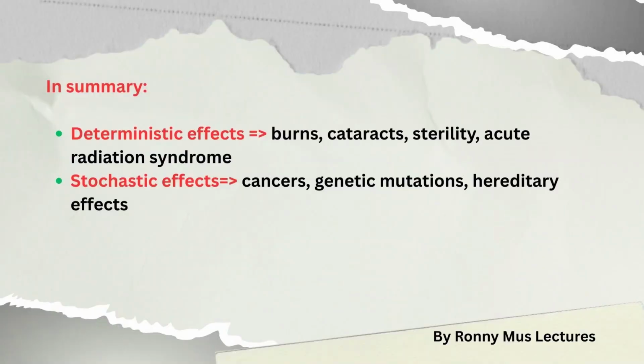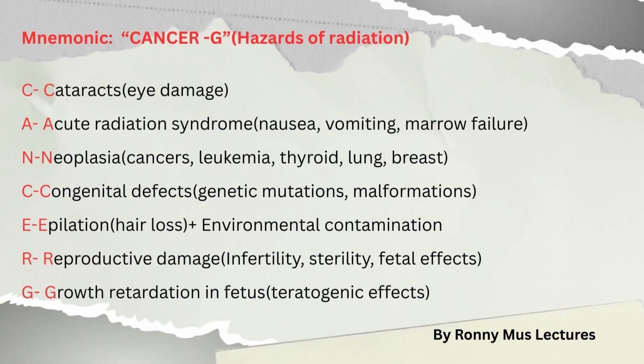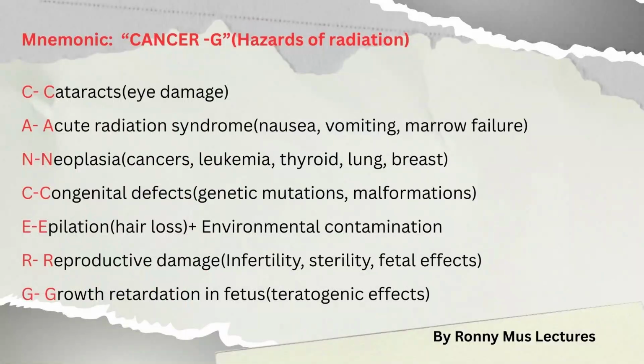This slide gives us a summary. We had already looked at those deterministic effects, whereby the severity increases with dose. And then stochastic effects, there it is just probabilistic, there is no safe threshold. If you want to remember the hazards of radiation, you can use this mnemonic, that is CANCER G. So C stands for cataracts, whereby there will be eye damage. A stands for acute radiation syndrome, that is characterized by nausea, vomiting, and marrow failure. N stands for neoplasia. So you have cancers, leukemia, etc.